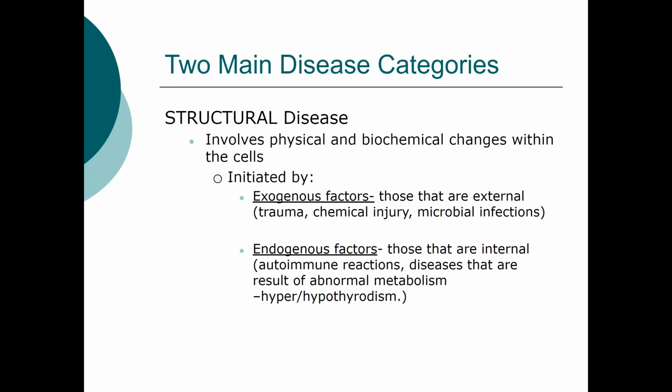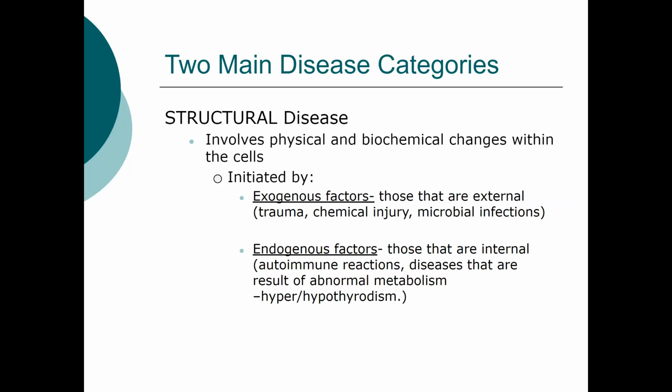Remember, trauma is external. Trauma is not internal. You can suffer from internal injuries through trauma, but the trauma itself is caused by an outside force. That's exogenous. Then we talk about endogenous factors. Endogenous are those that are internal. Autoimmune reactions, diseases that are a result of abnormal metabolism, hyper or hypothyroidism, anything like this. This is something that's going on within the body that has a reaction, has a change onto those cells.